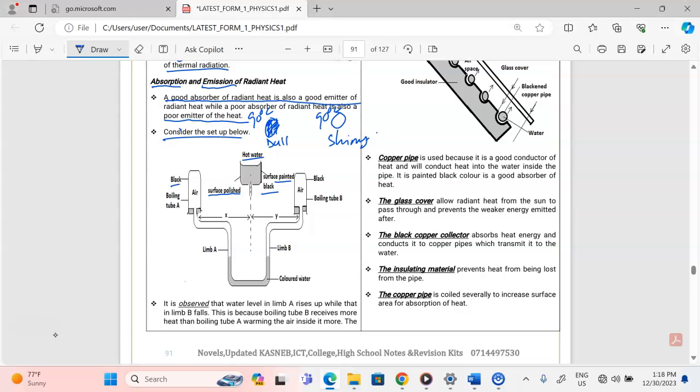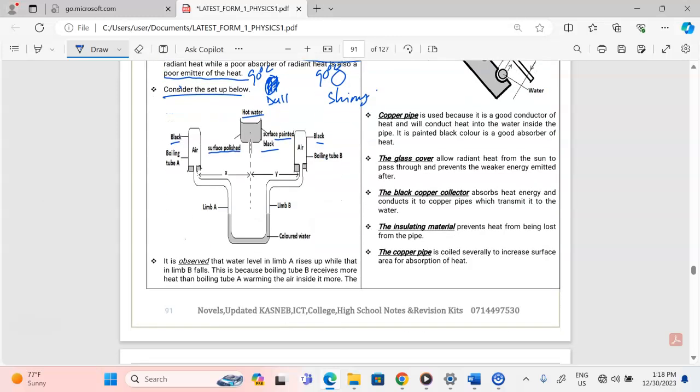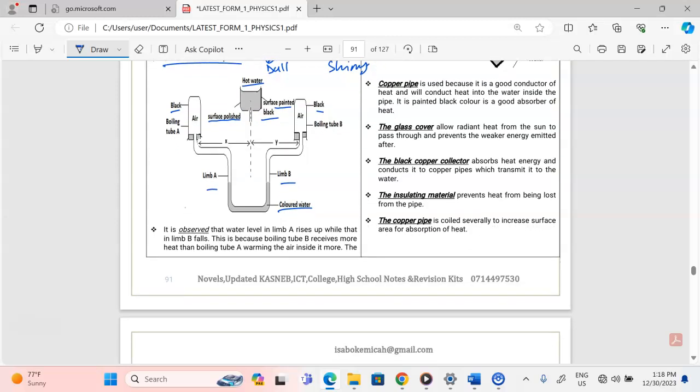Now we have this boiling tube A together with boiling tube B, both black. Therefore, their rate of absorption is going to be the same. What we are examining is the rate of emission from the two different surfaces of the beaker containing hot water. Therefore, we have colored water in limb A and limb B. Then after some time, we are going to experience an observation.